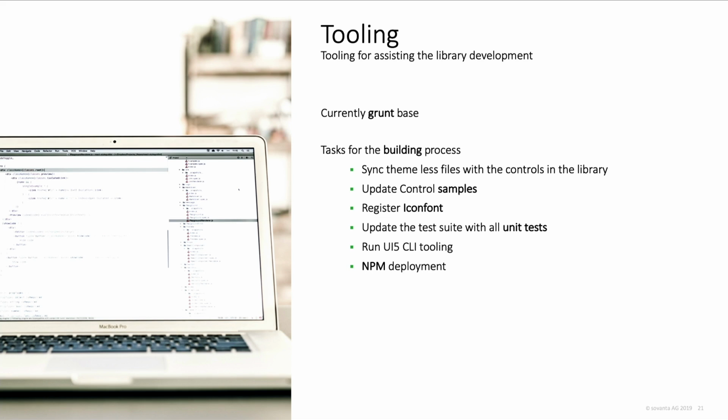And the last two parts are new with the new UI5 tooling. First off, we run the UI5 tooling, so we make sure the library is currently building, we don't have any errors in it, and also that we can use it after that. And the last one is an NPM deployment. Our internal library we publish to our private NPM repository, but we can replace this with any NPM repository, public or private, for the customers.